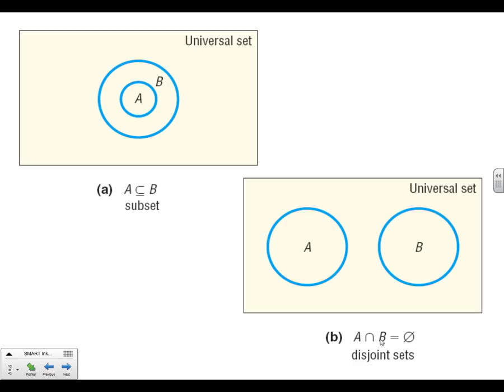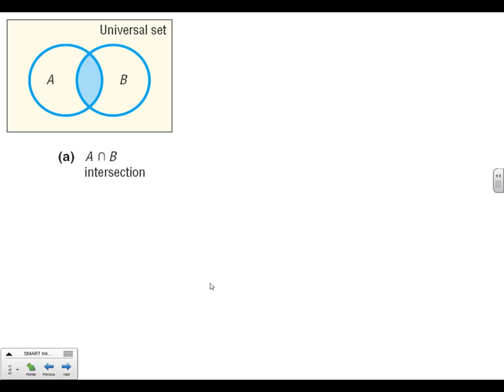The intersection of A and B doesn't exist. We're disjointed here, right? There's no overlapping at all. So subset, one inside the other. A disjoint set, A and B not overlapping at all. And now we have an intersection of A and B right in here. Anything that's in here would be the intersection. So that's how we can look at it visually.